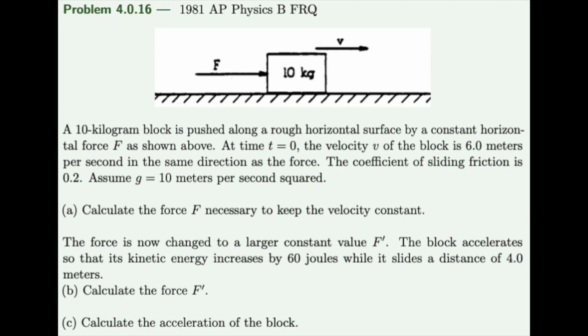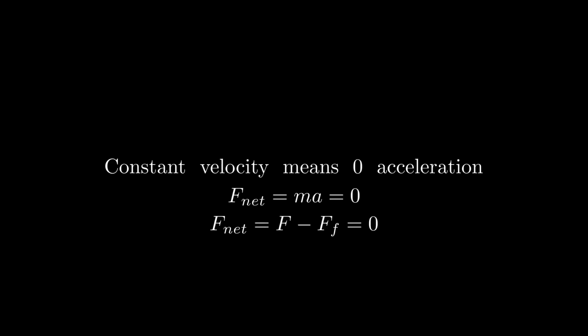In part A, we want to find the force necessary to keep the velocity constant. Well, constant velocity means that the acceleration is 0, and 0 acceleration means that the net force is 0. So we know that there is one force that's applied, and then there's a friction force. That means F minus F_f equals 0. So that force is friction force, which is mu n.